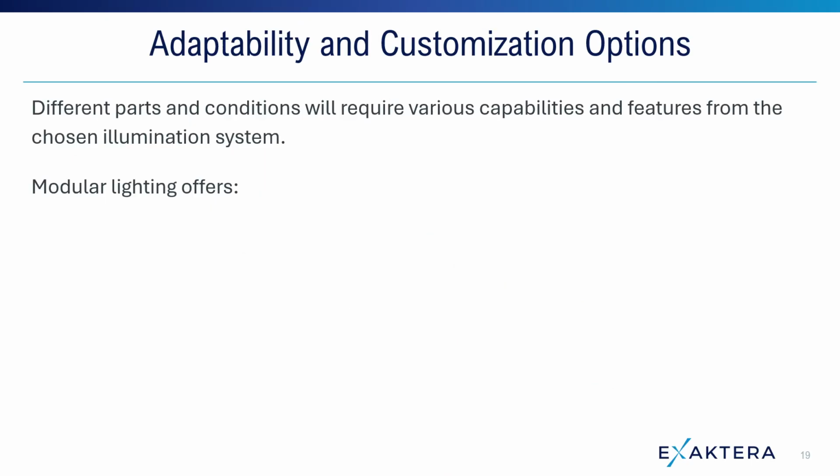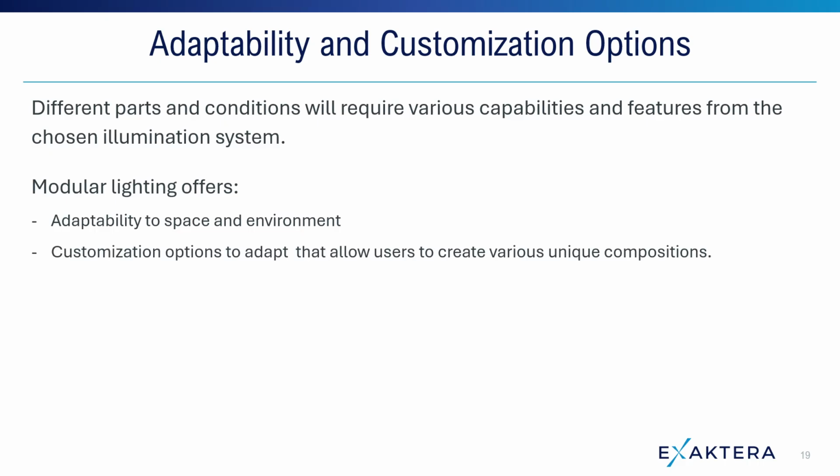Inspection of different parts requires various capabilities and features from the illumination source. Modular lighting systems offer adaptability to different spaces and environments, as well as extensive customization options that allow users to create various unique compositions. The flexibility that interchangeable optical elements and light conditioning films provide allows the tailoring of machine vision lighting systems to meet your specific application requirements.